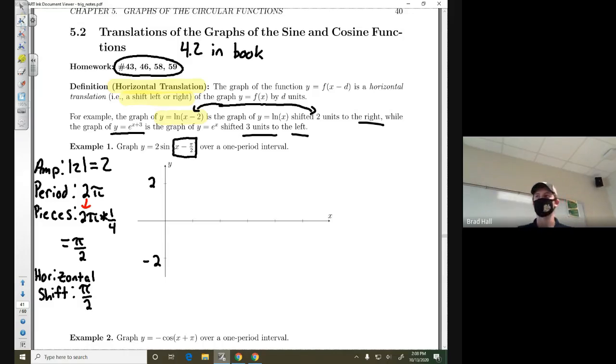But now the question is, in which direction are we shifting? Left or right? And when it comes to horizontal shifting, it's the opposite of whatever the sign says. Subtract pi over 2 means you would shift to the right pi over 2. So to the right.